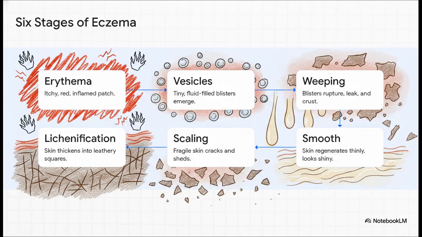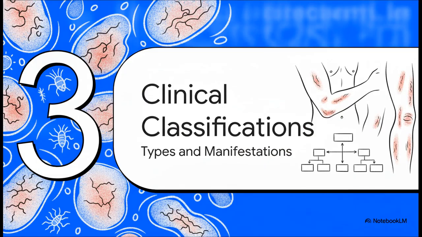And finally, Stage 6 is lichenification. If the eczema becomes chronic, your skin literally thickens up to protect itself, turning into these deep, leathery, grid-like squares. All right, Section 3, clinical eczema classifications. Let's shift from the general progression to see how this single disease manifests totally differently depending on the patient.